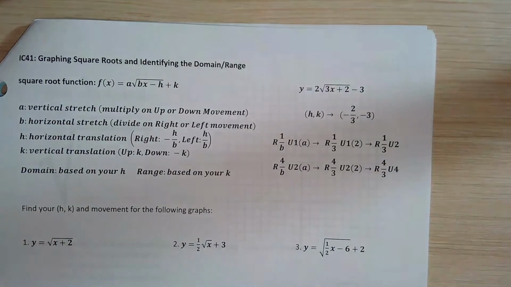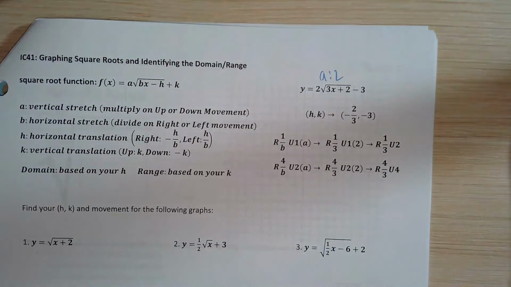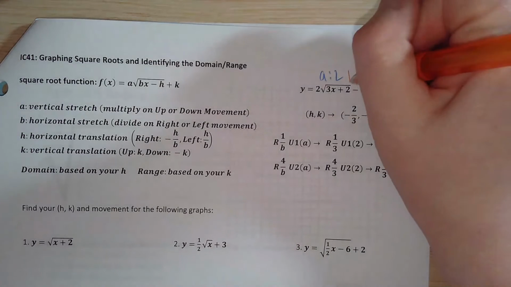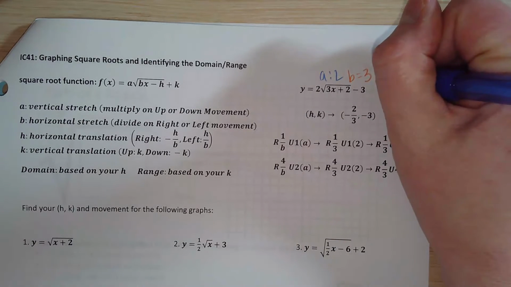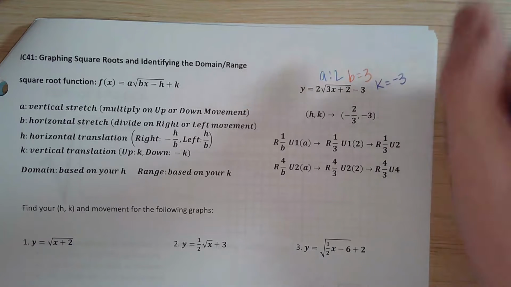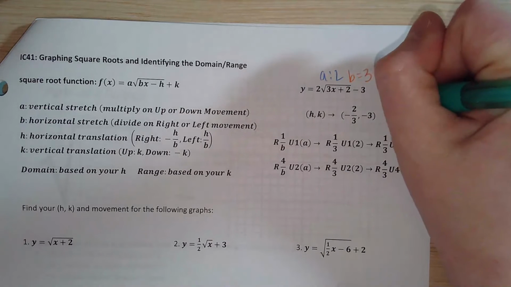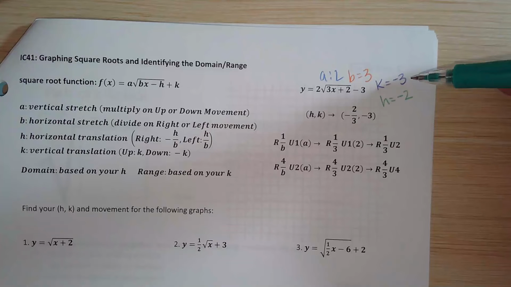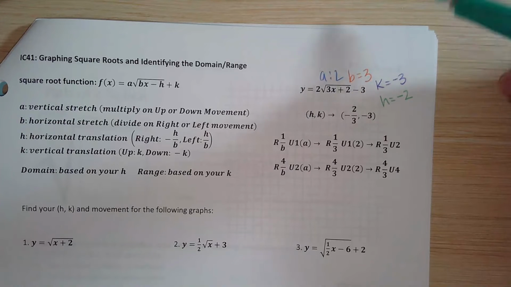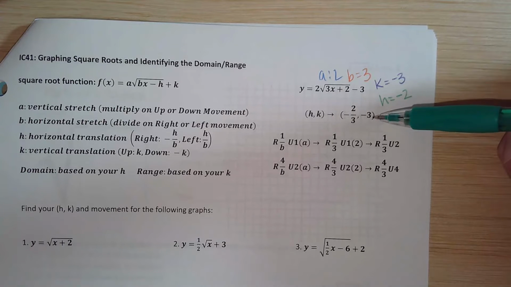So, A is 2, B is 3, K value is equal to negative 3, and your H value is equal to negative 2. H, you take the opposite, K, you take the positive, you take K exactly as it is. So to find H, K, we're going to take H, negative 2, divided by B, 3, K, negative 3.